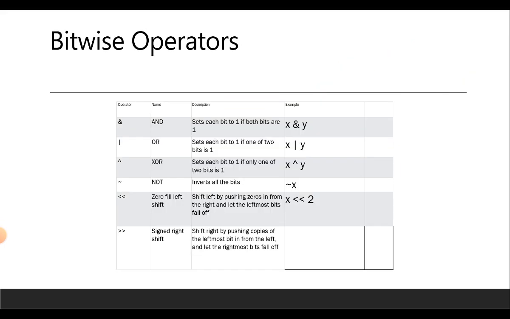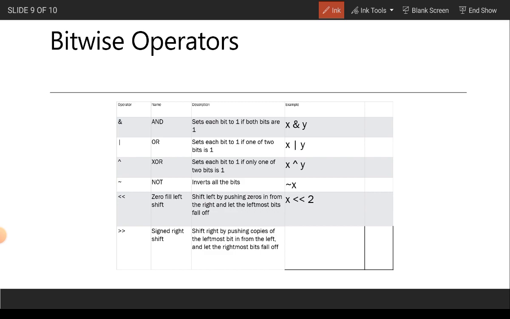Okay, what does the bitwise operator do? Bitwise operators just play with the bits. There are some types of bitwise operators discussed here, like AND. What will AND do? It sets each bit to 1 if both bits are 1.